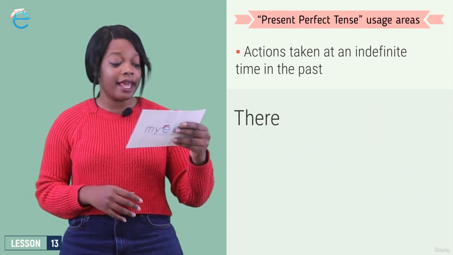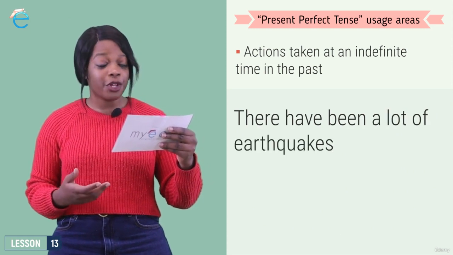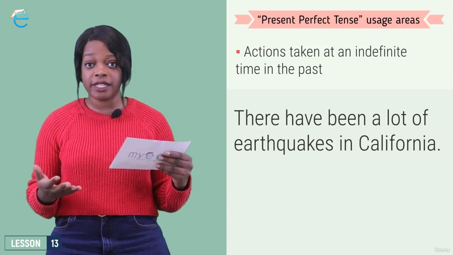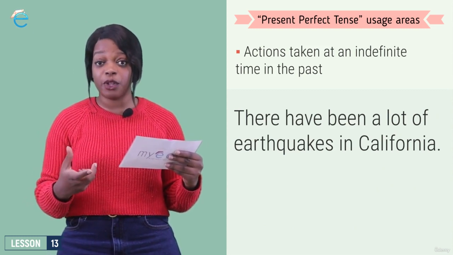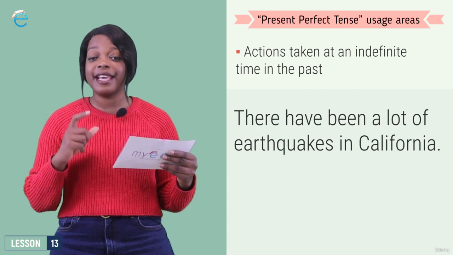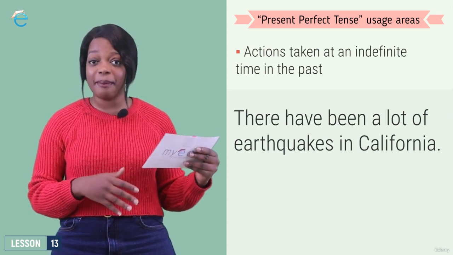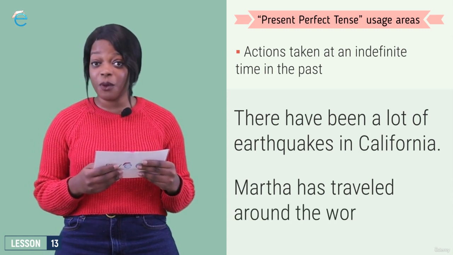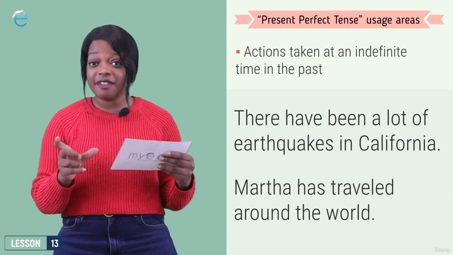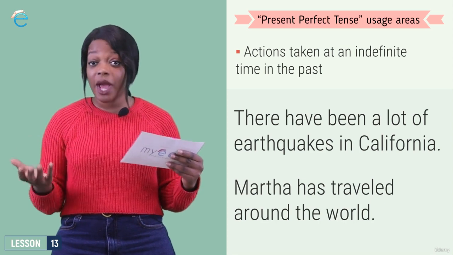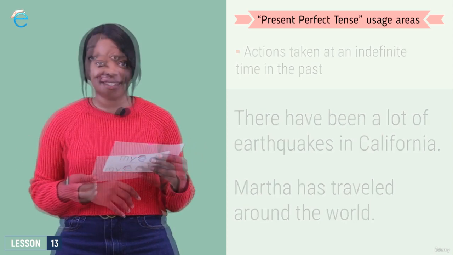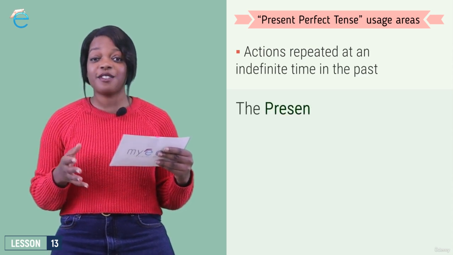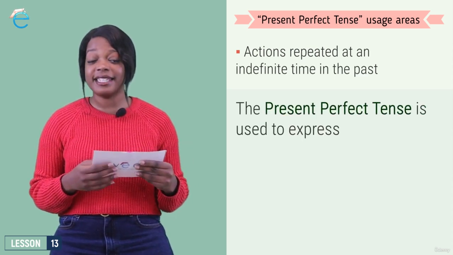For example, there have been a lot of earthquakes in California. We don't know when there have been earthquakes, but we do know there have been earthquakes. The important part here is the action of earthquakes happening. Or, Martha has traveled around the world. Martha traveling is the action. When is not important.